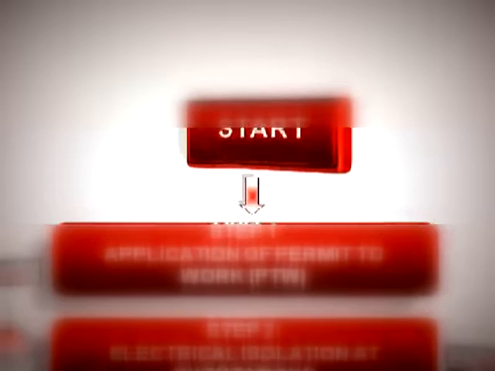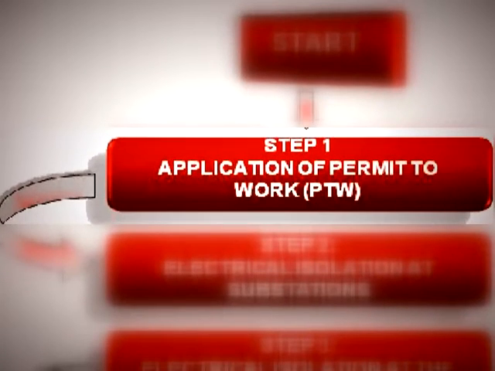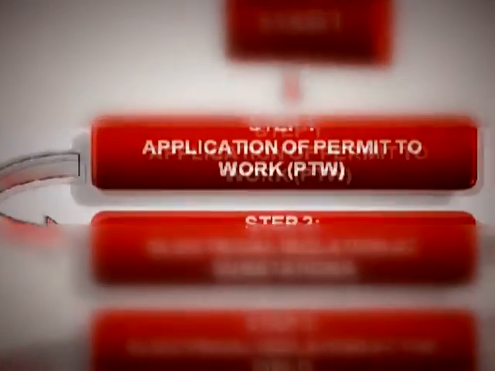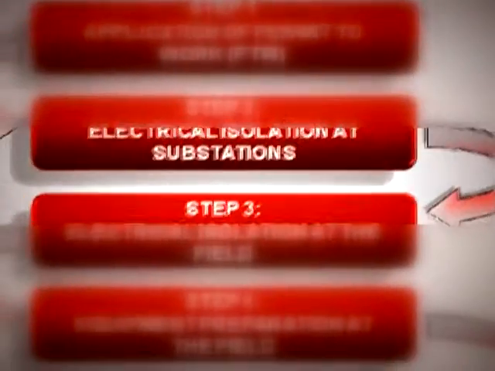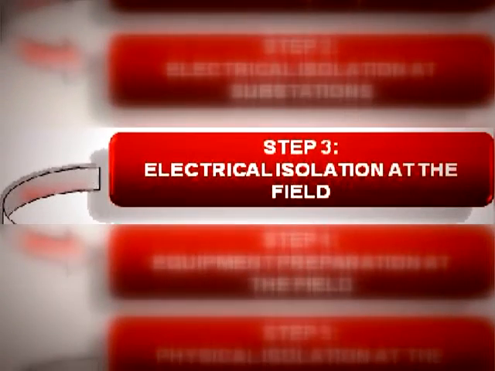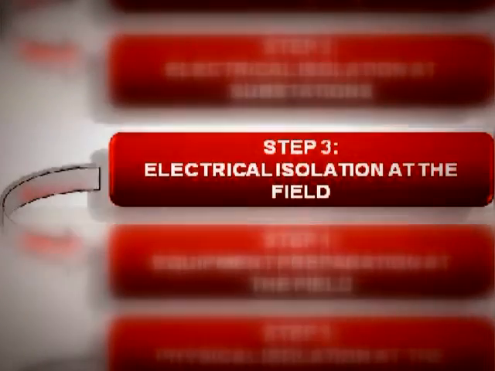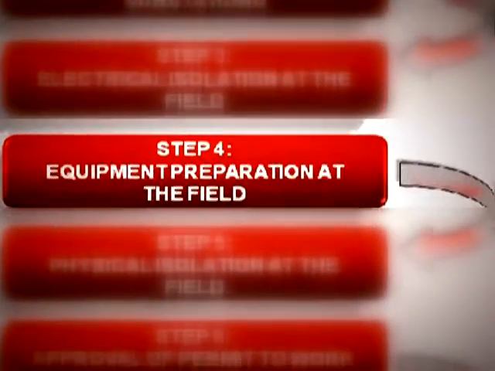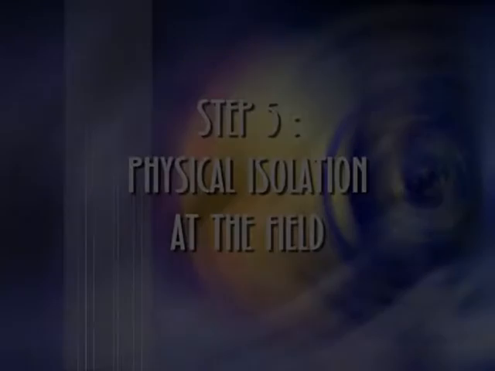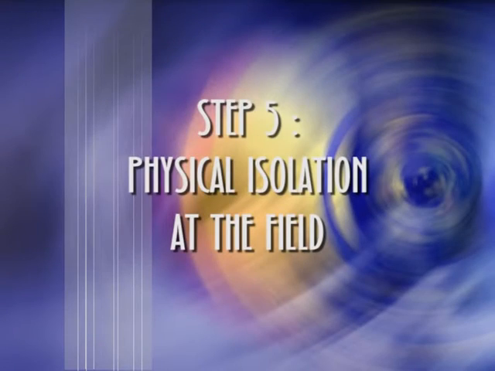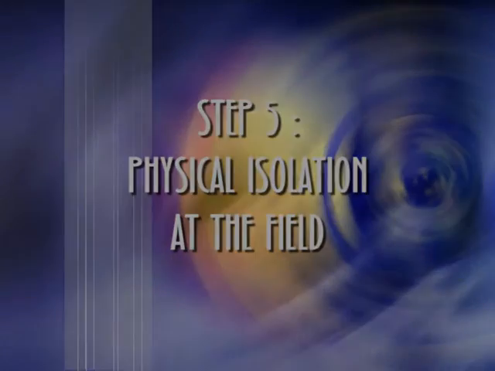Step 1. Application of Permit to Work, or known as PTW. Step 2. Electrical isolation at substations. Step 3. Electrical isolation at the field. And now, Step 4. Equipment preparation at the field. Now, let's move on. Step 5. Physical isolation at the field.